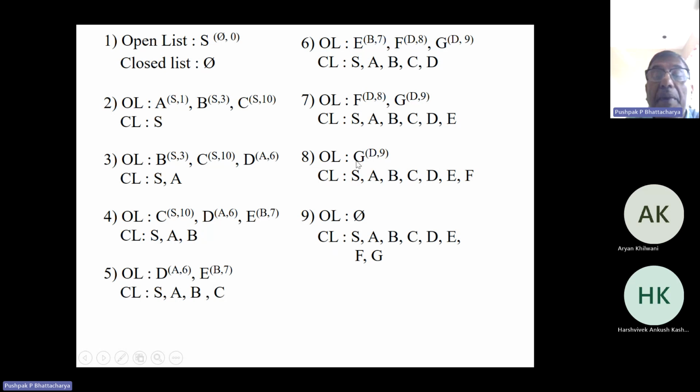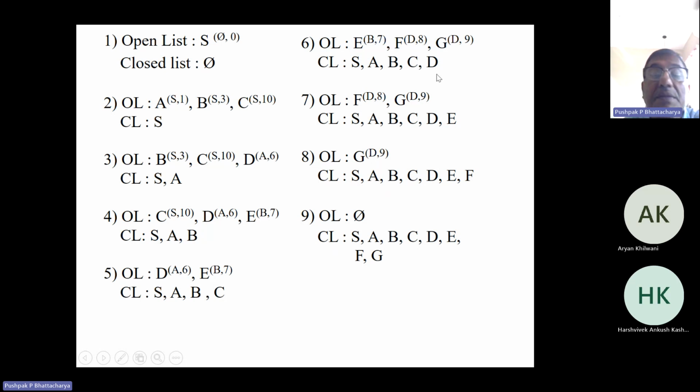Now, if we follow the parent pointer from G, we'll find a path from S to G. Not necessarily the least cost, a path from S to G. So we see the parent pointer of G, which is D. Then we look for the parent pointer of D.